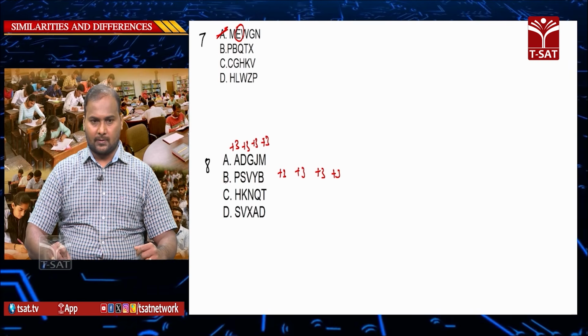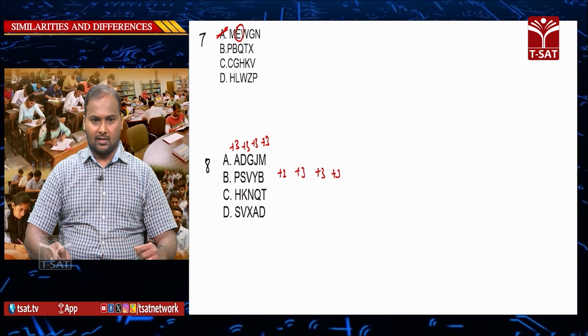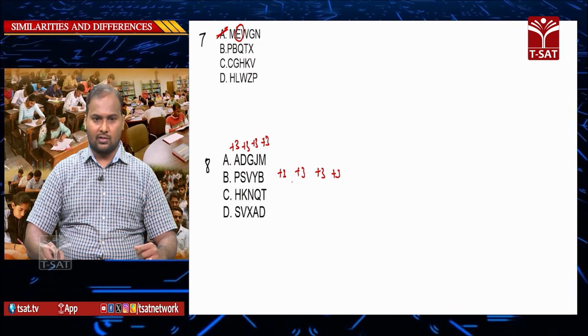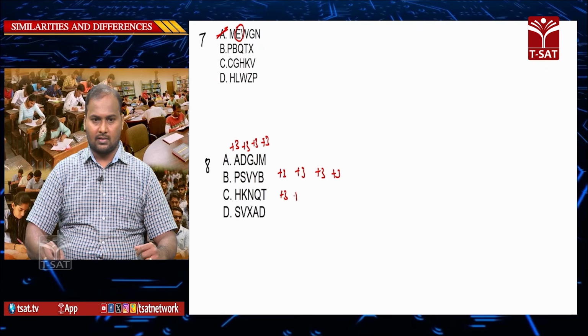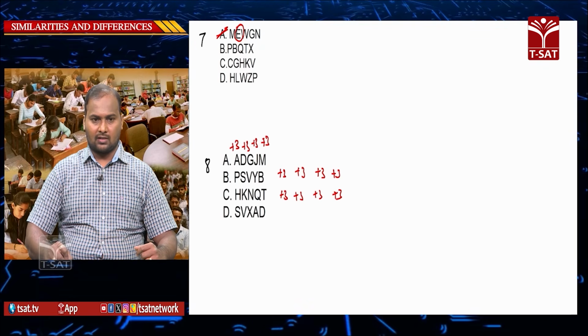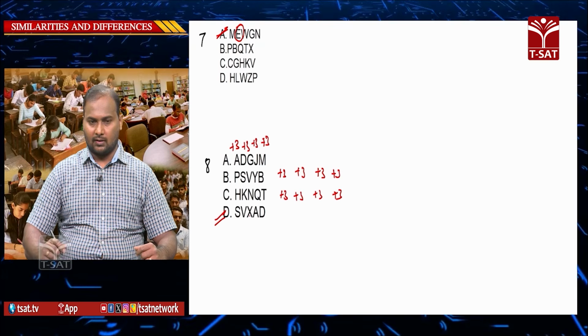Now come to option C. H to K plus 3, K to N plus 3, N to Q plus 3, Q to T is also plus 3. Here also the logic is plus 3, plus 3, plus 3 and plus 3. So obviously what is our answer? Our answer becomes option D.